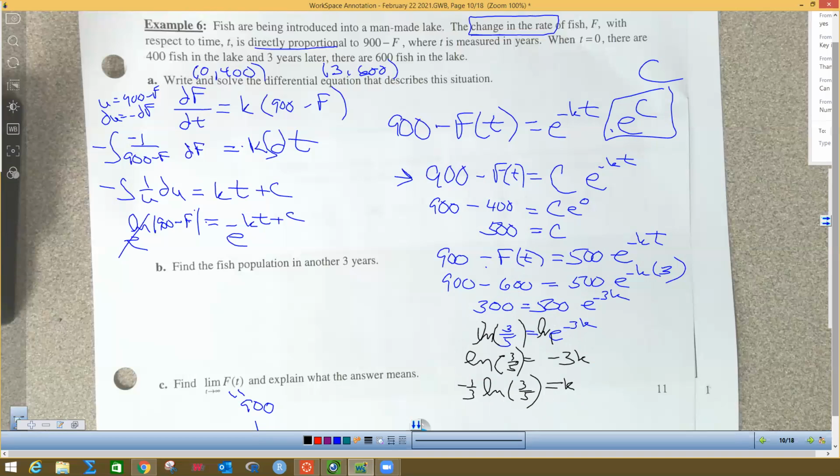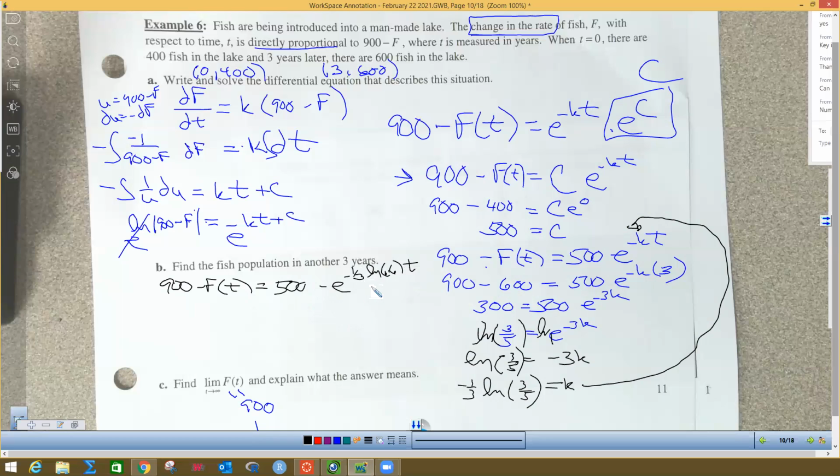So there's your k. Now I'm going to take this k value and plug it in up here, because right here is where I plugged the 3,600 in. So my function is going to be 900 minus f of t equals 500 times e to the k, which was negative 1/3 natural log of, I'm going to change that to 0.6 so I don't have to write so much, t. There's my equation. Now I can simplify this more.